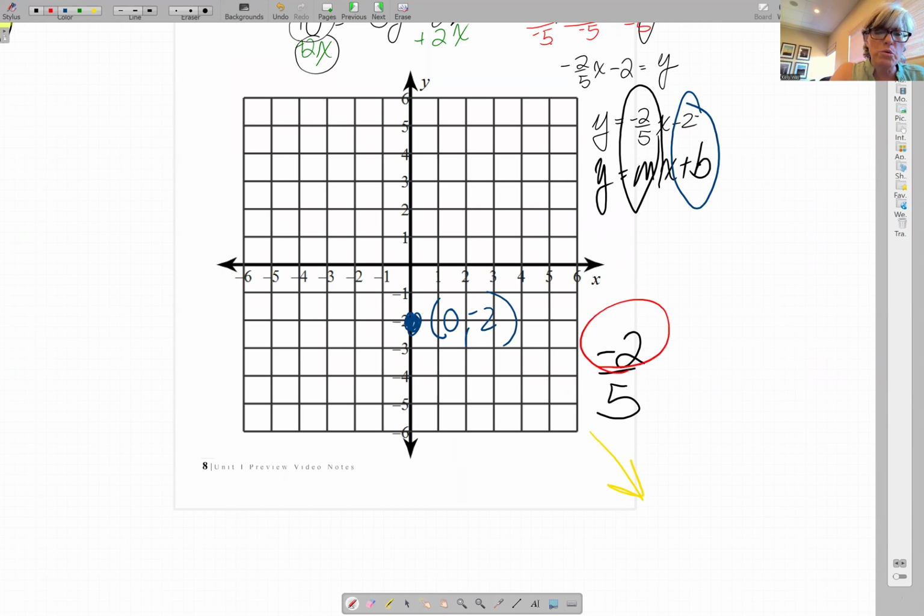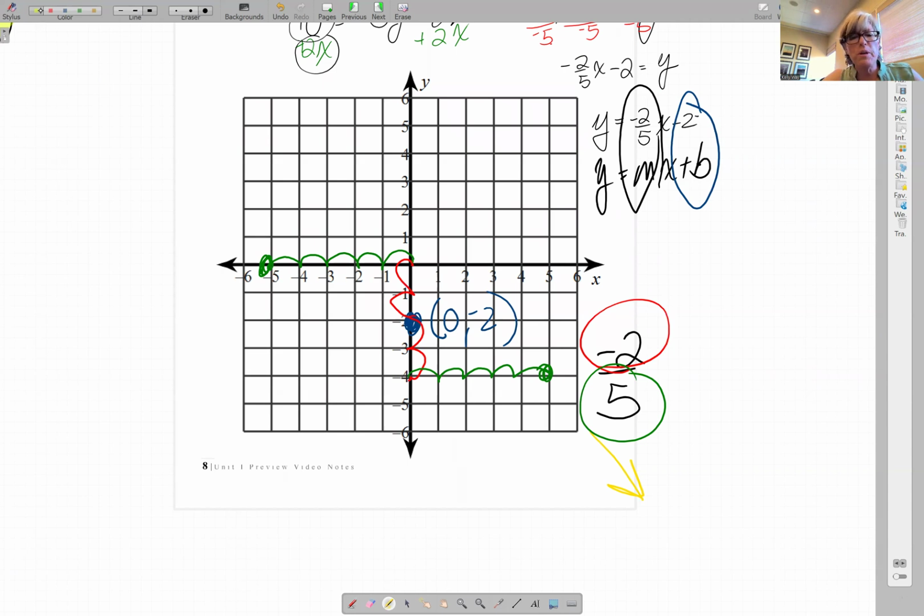My rise is 2, so I can go up 2. My run is 5, but I have to go left to make it tilt downward. 1, 2, 3, 4, 5. That's one way. Or I could go down 2 and run 5 to the right. And then I graph my line.